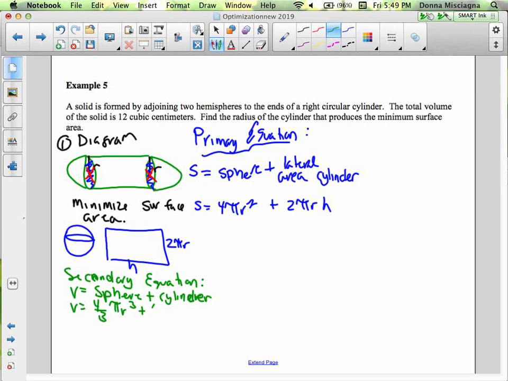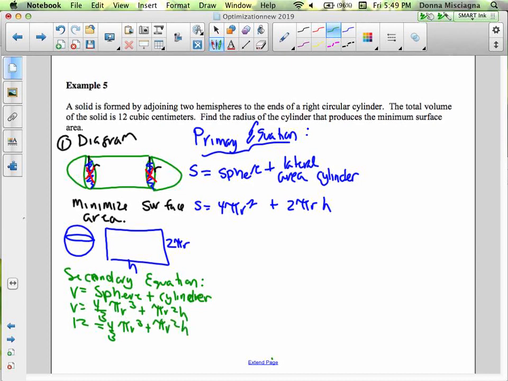So that would be pi r squared times the height. All right, and so we know what the volume has to be. It has to be 12 cubic centimeters. So we'll plug 12 in there. 12 equals 4/3 pi r cubed plus pi r squared h.